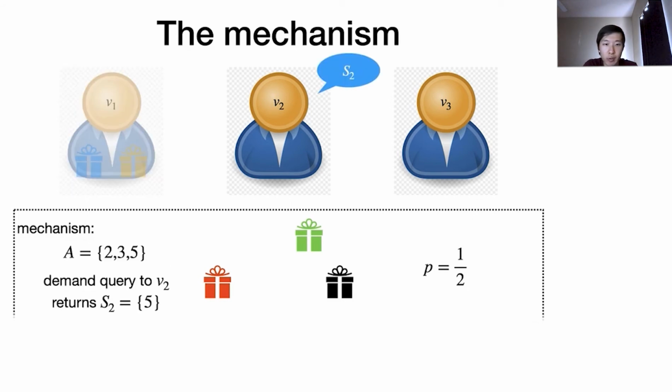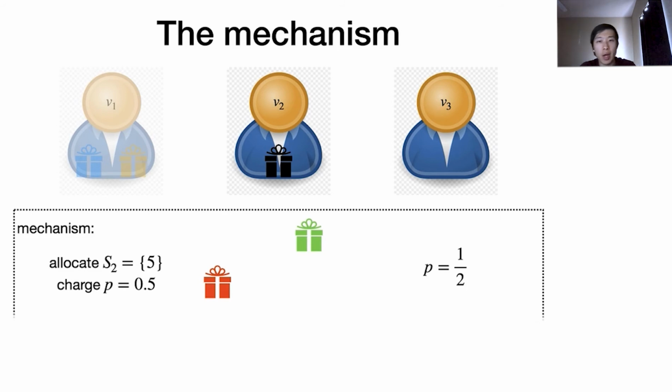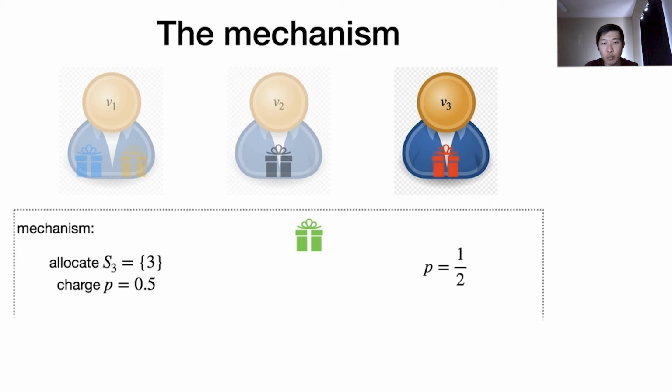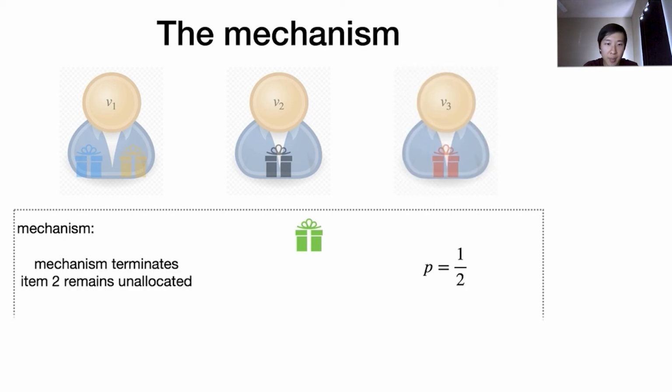We make a demand query to V2, which returns S2 equal to {5}. So we allocate item 5 to agent 2, and we charge payment P equal to 0.5. Then we go to agent 3, make a demand query to V3, which returns S3 equal to {3}. We allocate item 3 to agent 3, and we charge payment P equal to 0.5. The mechanism terminates because we have dealt with every agent, and item 2 remains unallocated.